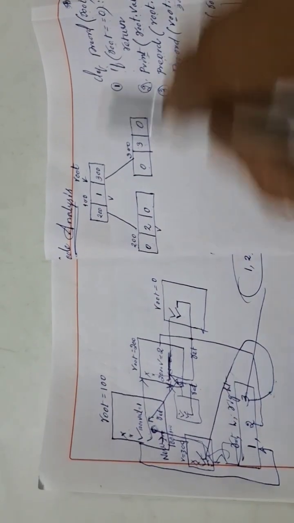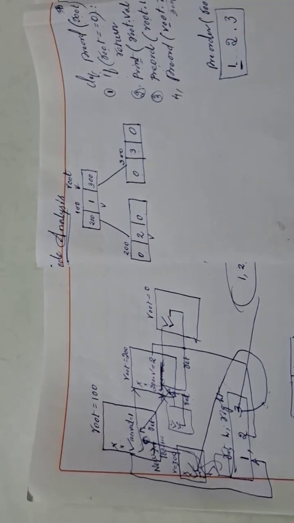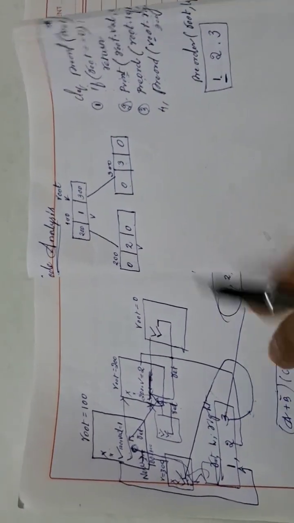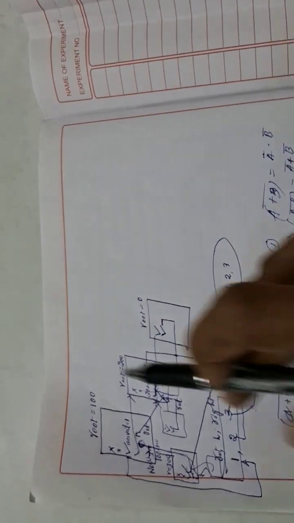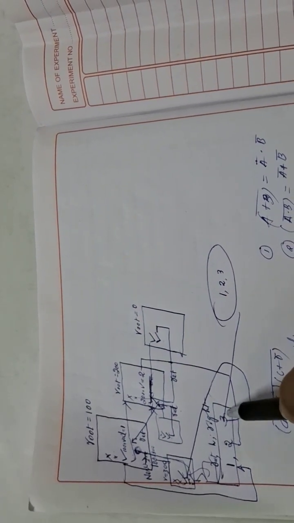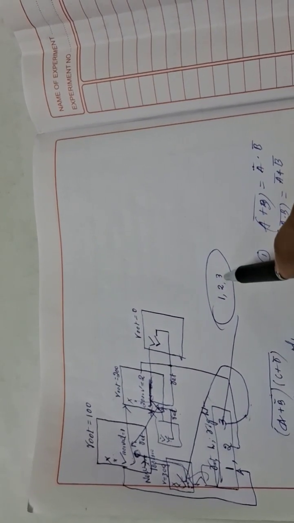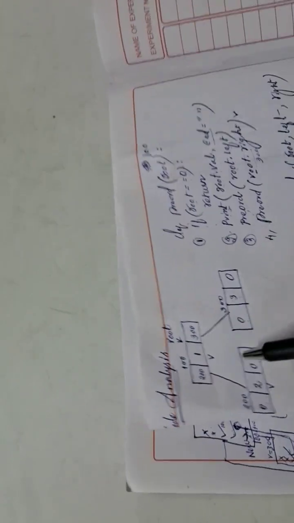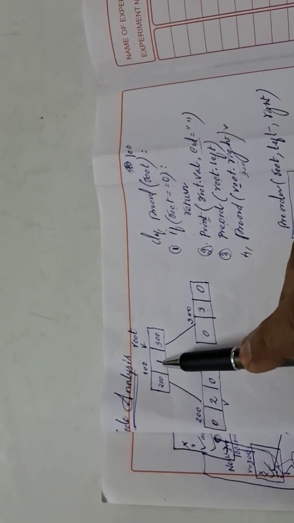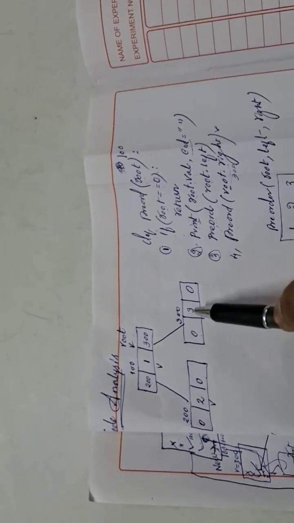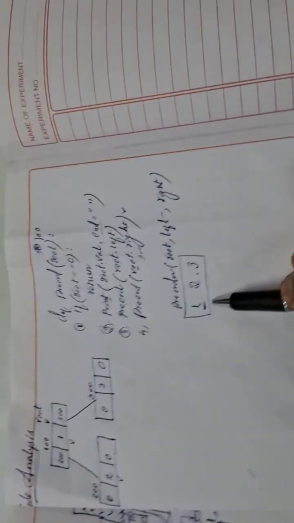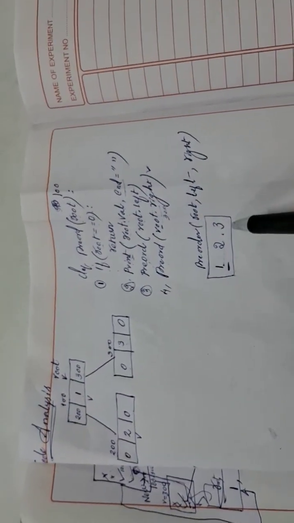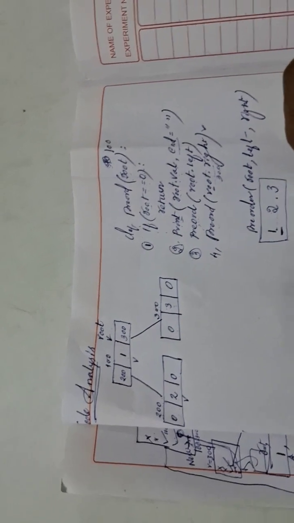So here everything is checked, so the execution stops and the final value is 1 2 3. 1 2 3 will be printed here. That is the final output if the tree has only 3 elements, that is, root is 1, left is 2 and right is 3. So this is pre-order.